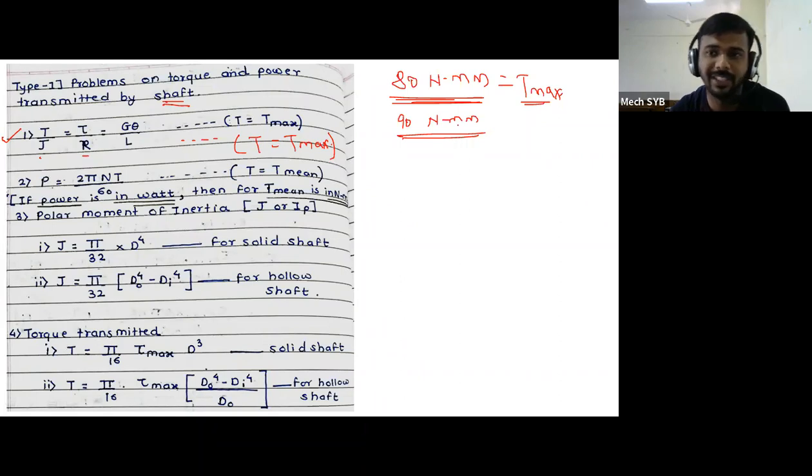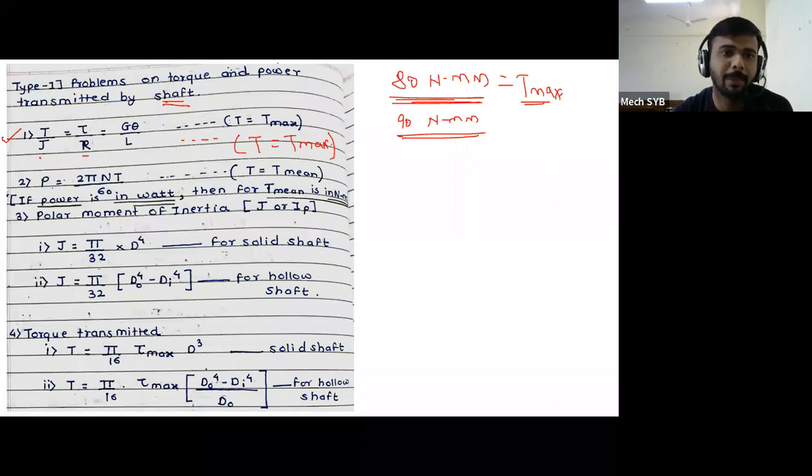So for that purpose, initially we have to decide up to which value the shaft has to transmit the torque. If it is designed up to 80 Newton mm, then that shaft can only transmit 80 Newton mm. If the shaft starts transmitting beyond its limit, then there is a possibility of failure.